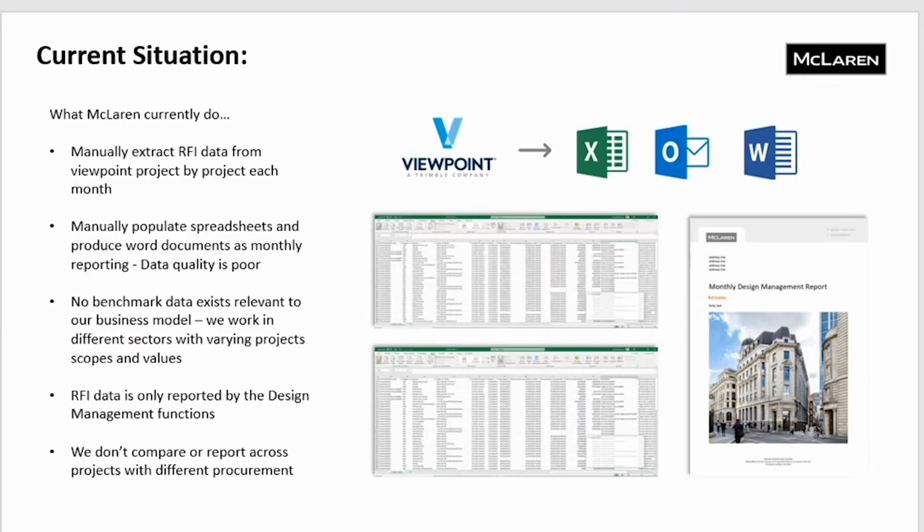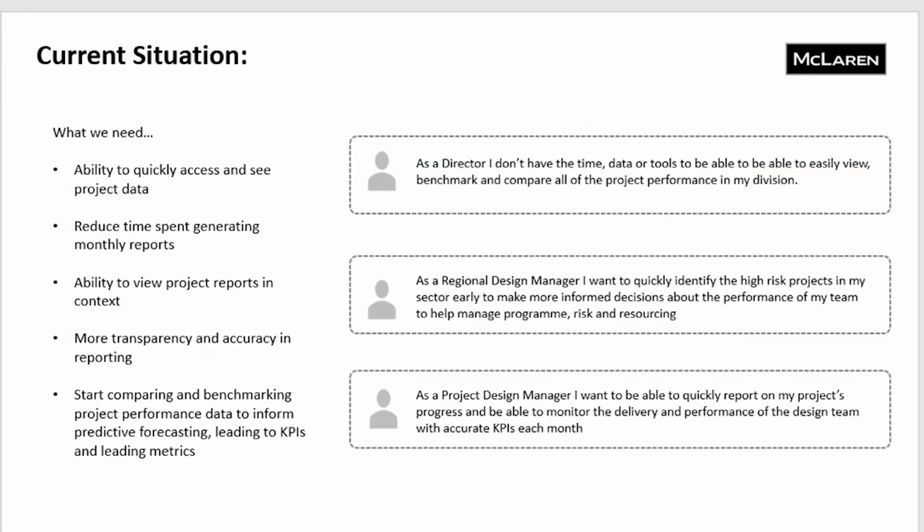So the first part of our project, we had to consider what McLaren currently do. RFIs are generated in Viewpoint. They're then manually exported for each project each month into an Excel file, which goes into a Word document, and then it's emailed back and forward across the company. What that means is that key people in the business can't quickly or easily access the information they need. Reporting is always lagging, and we don't benchmark or compare cross-project data.